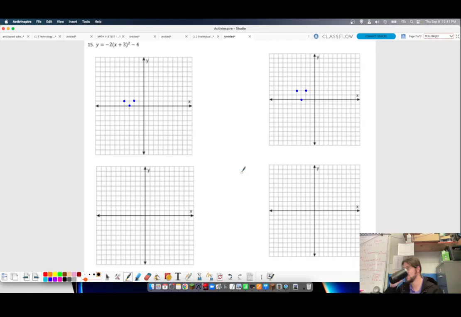Wait, how is it stretching by 2? Because it's outside of the x, so it's vertical. It's times 2. Cotton's going to continue, and then I'll check her and scold her if she's wrong. Next, you need to do the reflection, then the vertical shift. Down here?